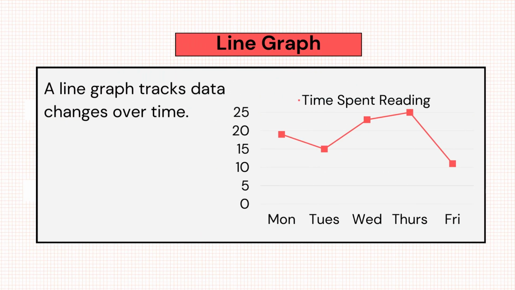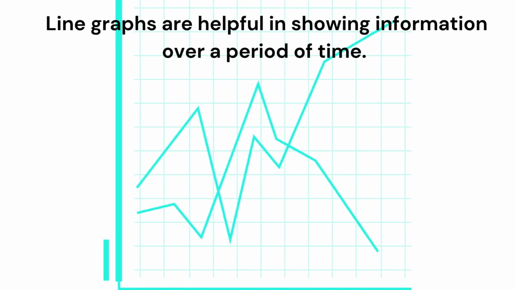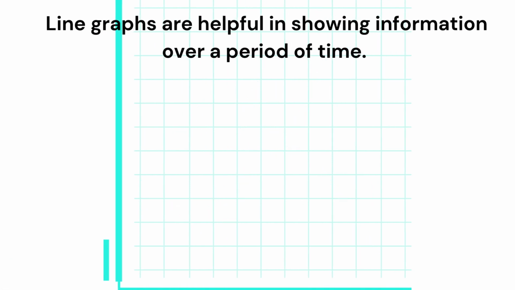The next one is line graph. A line graph tracks data changes over time. Line graphs are helpful in showing information over a period of time.